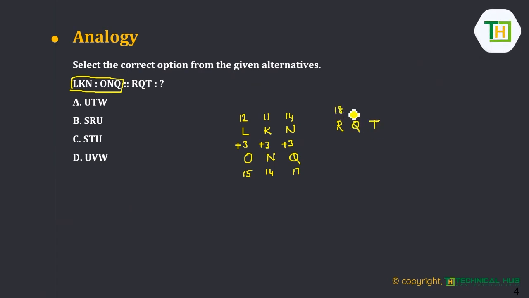R is 18, Q is 17, T is 20. So I have to do the same plus 3 operation here. 18 plus 3 is 21, which is U. 17 plus 3 is 20, which is T. 20 plus 3 is 23, that is W. So UTW, which is the first option we have. UTW will be the answer.